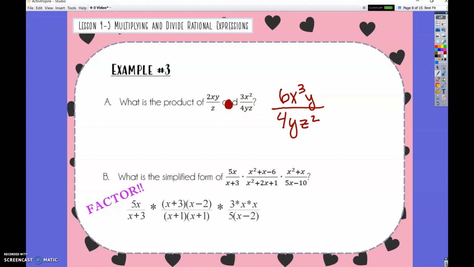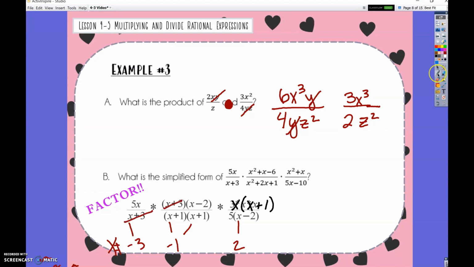So to reduce that, I know that 6 and 4 both have a 2 that goes into them, so I'd have 3 halves. My x to the third will stay because there's nothing in the denominator. The y's are going to cancel because I have one up top and one on bottom. We could have seen that here. And then I just have the z squared. For part B, I've factored them all. Remember, negative 3 wouldn't work, negative 1 wouldn't work there, and 2 wouldn't work. So if they're asking about the domain, that's what x cannot be.